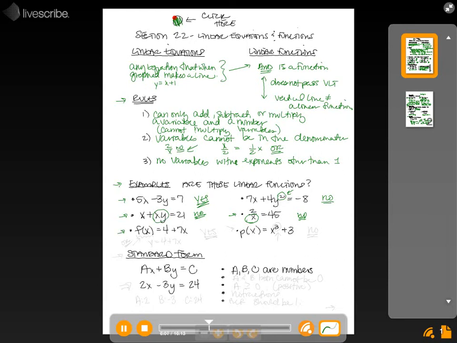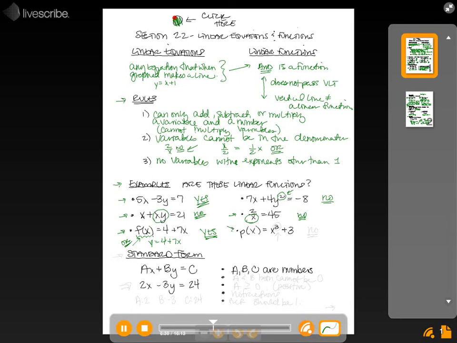f of x equals 4 plus 7x. Most people would tell me no because of this. It's f times x. Well, this is actually yes. Remember I told you we learned about function notation? f of x, it's really just y. I could make this y equals 4 plus 7x. And that's okay. It's the same thing. So don't get hung up on this, where we have f of x. It's okay to have that. Remember, it's just the name of the problem.